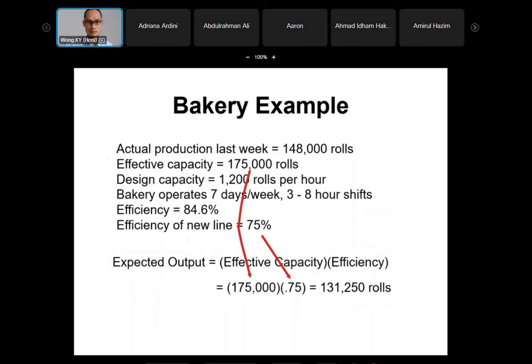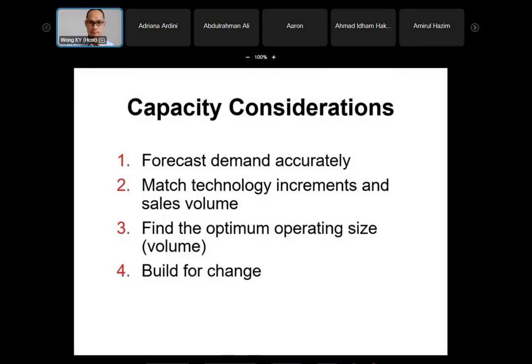So if we have a new production line, the efficiency is 75%, then the output is just equal to the efficiency, 75% times the effective capacity of the system, which is 17,500. And you'll get 131,250 rolls. Rolls of bread and rolls of cake. Okay, any questions so far?